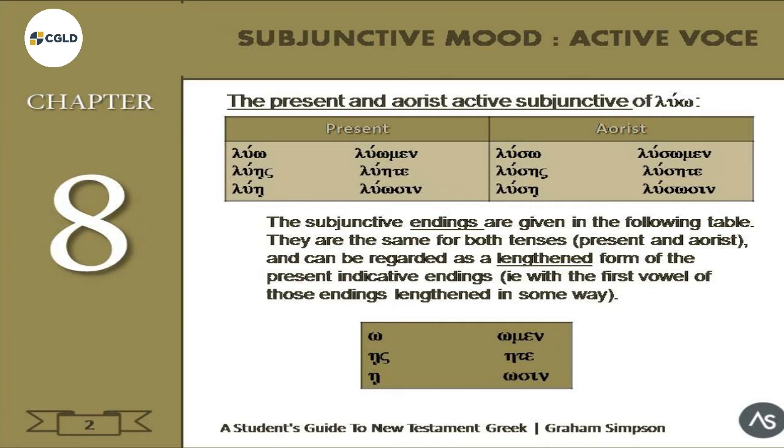The subjunctive endings are given in the following table. They are the same for both tenses, present and aorist, and can be regarded as a lengthened form of the present indicative endings. That is, with the first vowel of those endings lengthened in some way. Look at the table below and see the endings: o, omen, es, ete, e, osin.